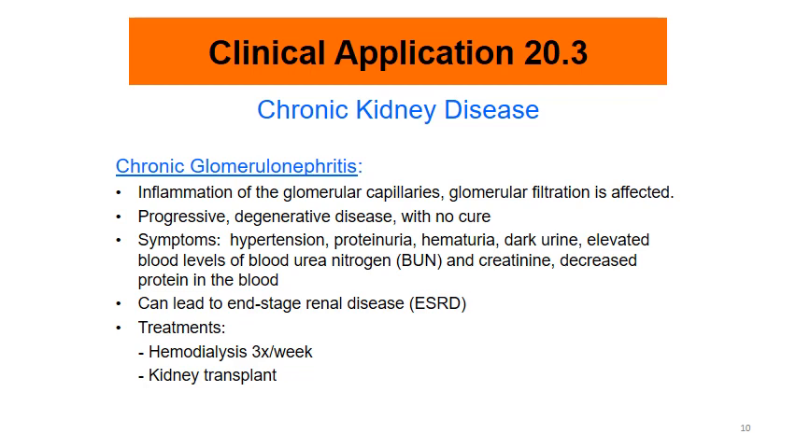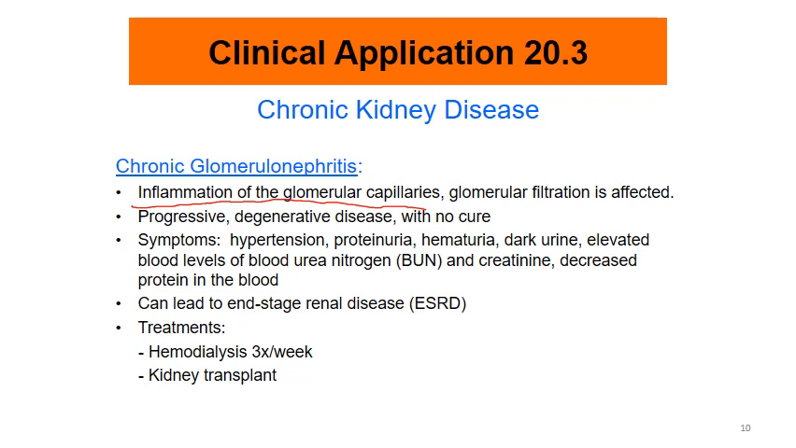Chronic kidney disease, chronic glomerulonephritis. So here, let's underline this: inflammation of the glomerular capillaries. And so as a result, the filtration is not how it used to be before. This is a progressive degenerative disease with, unfortunately, no cure. Only a kidney transplant would fix this.